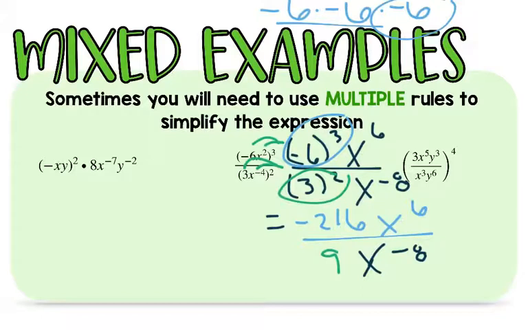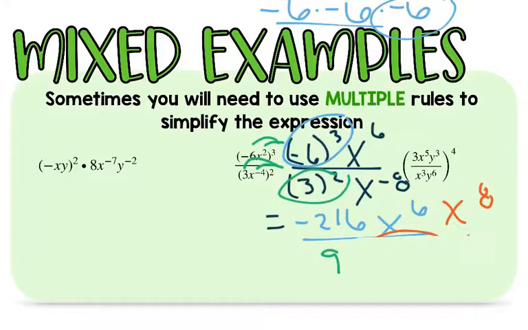Last thing I can do is take this, which has a negative exponent, and bring it up to the top. So let me make some room for that. Take the x to the negative 8, bring it up to the top as x to the positive 8, and now it's no longer down here.